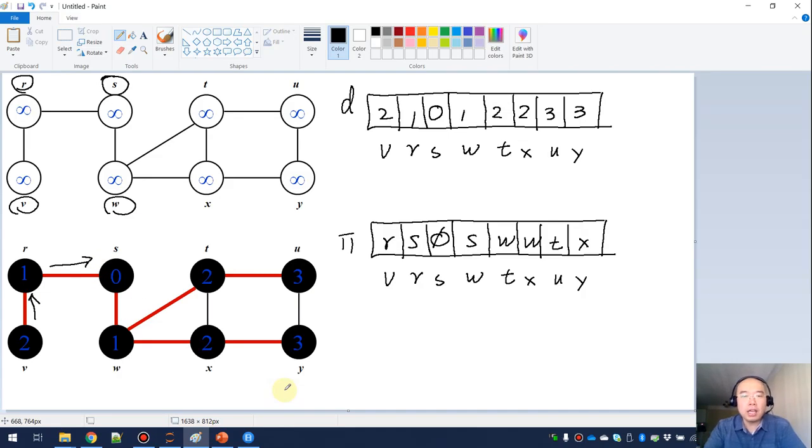And as we paint the nodes and update the colors, we also update the D and the pi. And this is the finished version of D and pi after we finish the breadth first search.